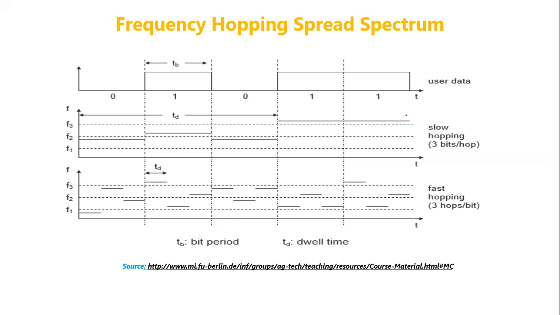And coming to fast hopping, here the transmitter or the receiver will hop multiple times during the transmission of one bit. Even during the transmission of a single bit, the transmitter and the receiver may hop multiple times. So here you can see, for transmitting 0, initially the transmitter is using the frequency f1 and is sending the signal 0.